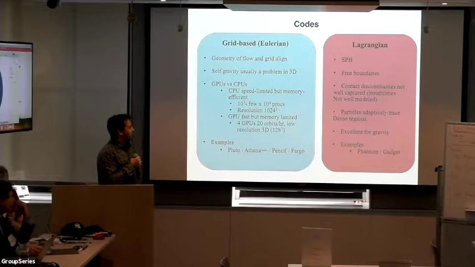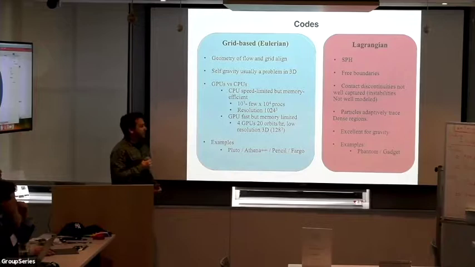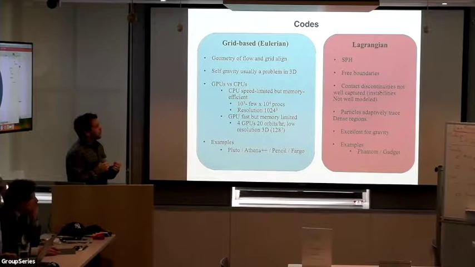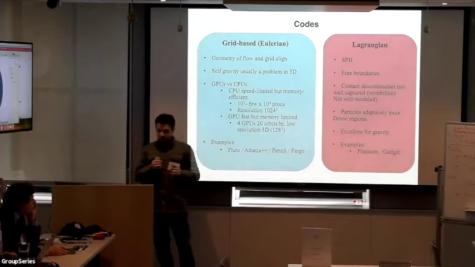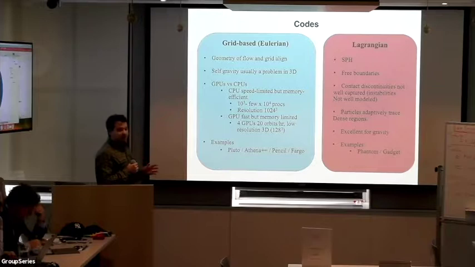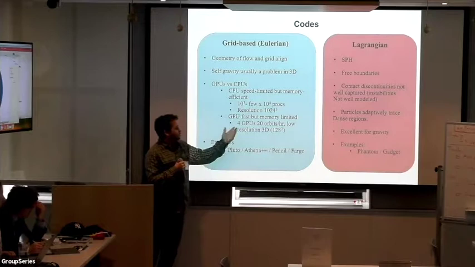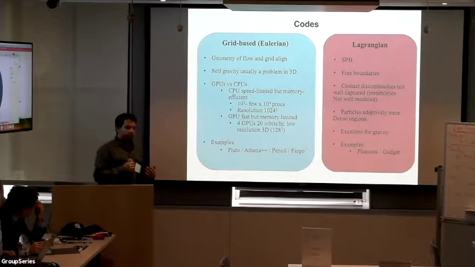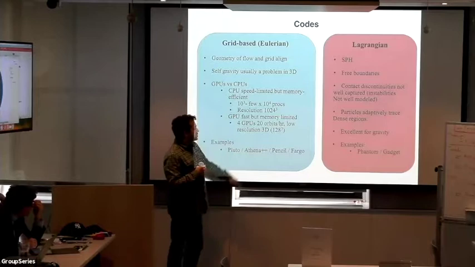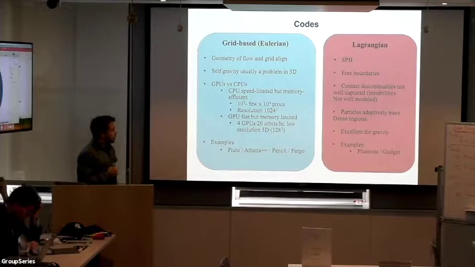So nowadays, we can do models with thousands or a few tens of thousands of processors, and the resolution that can be used can be up to about 1,000 points in each one of the three dimensions. GPU is not yet at this point, but it's much faster per core. A recent model using four GPUs could do 20 orbits per hour. That's quite good, even though the resolution in this case was still quite low. You can do about 10 times less resolution, but you can calculate it much quicker. The examples of these codes would be Pluto, Athena++, the Pencil code, or Fargo.